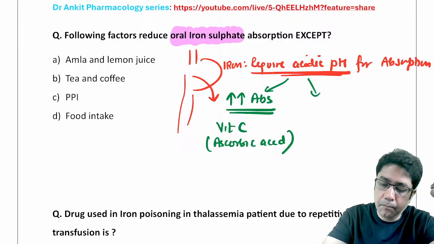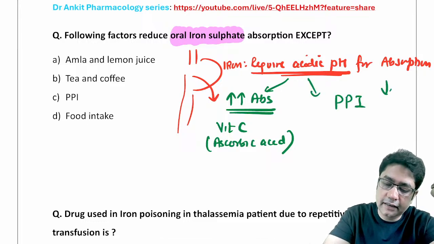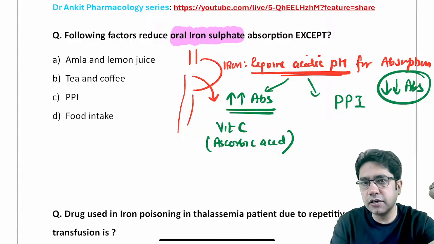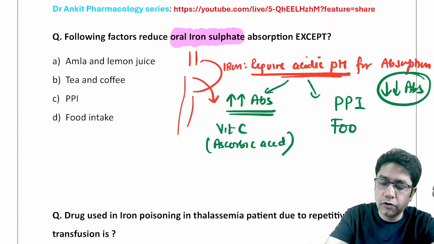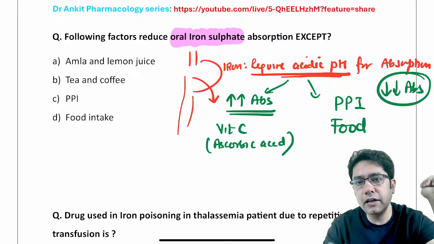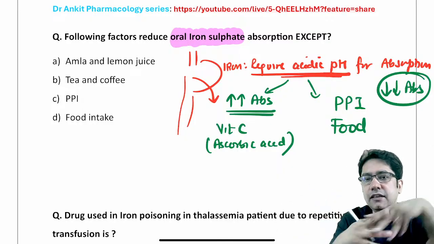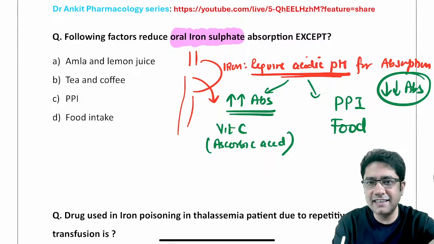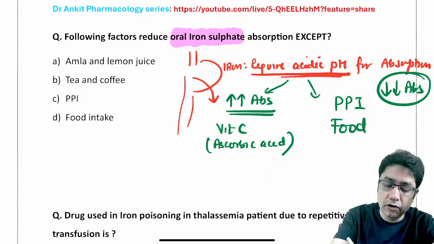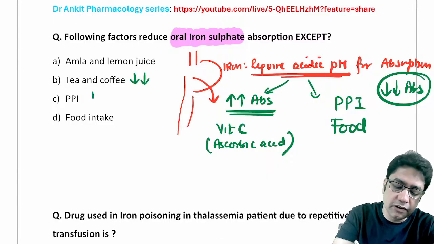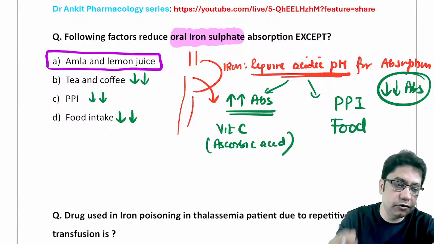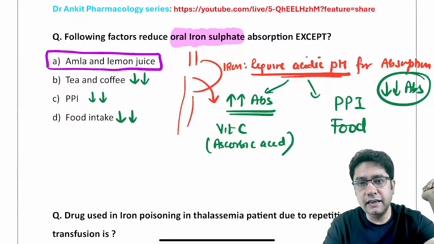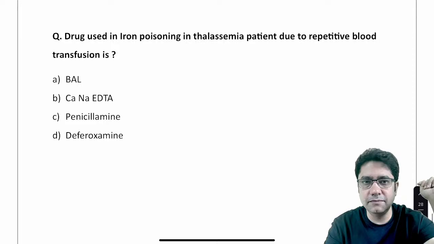Can we say proton pump inhibitors will decrease absorption because they will decrease HCl production? Food will also reduce HCl levels in the body because food gets busy with HCl. And tea and coffee also reduce iron absorption because they contain phytates and tannates, which will directly bind with iron and reduce iron absorption. So the answer here is A. This was last year's MCQ.